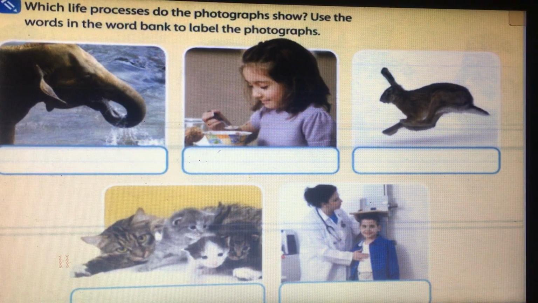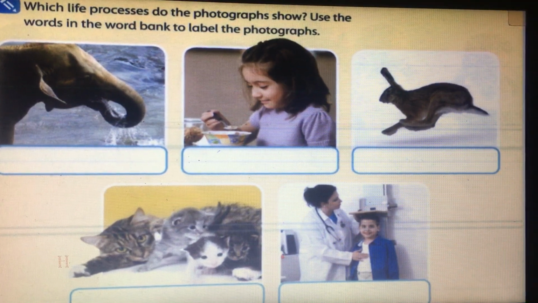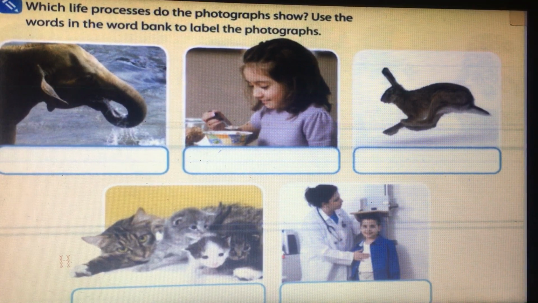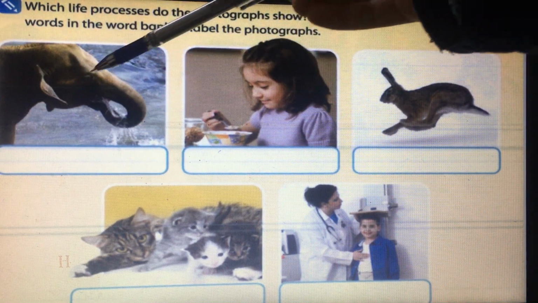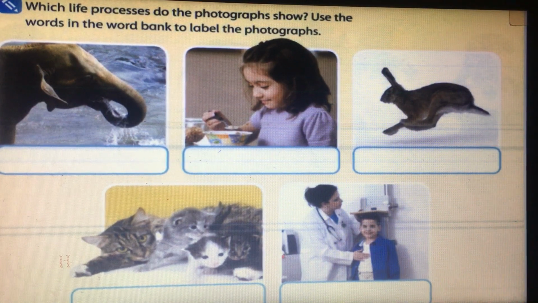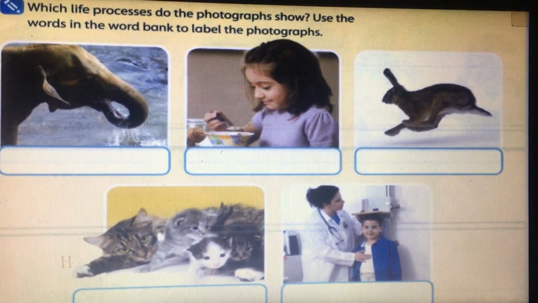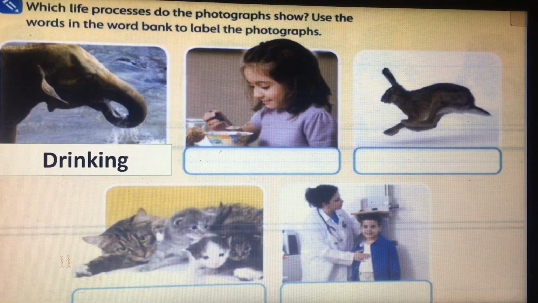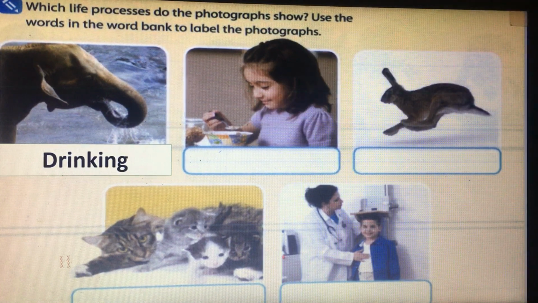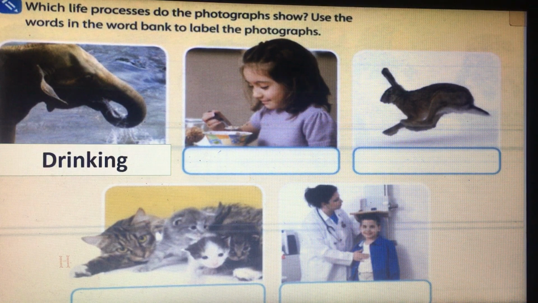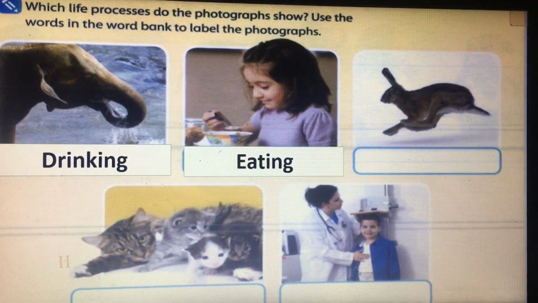Now open your book, page 118. Okay, we have a question. Let's answer it together. Which life processes do the photographs show? Use the words in the word bank to label the photographs. Okay, look at the first picture. We have an elephant, and this elephant is drinking. So the first life process that we have here is drinking. Okay, look at the second picture. We have a girl and she is eating. So the second life process is eating.